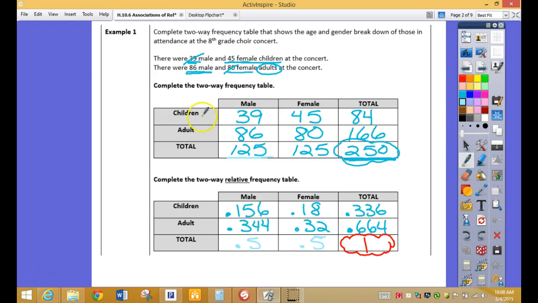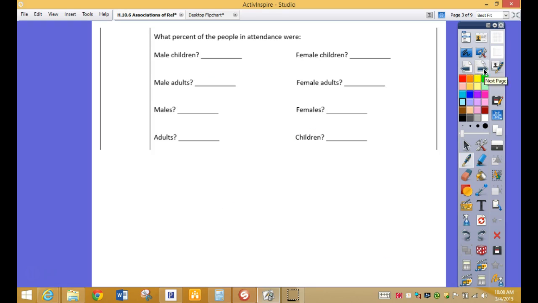So, looking at your relative frequency table, what percent are male children? Looking back here, children male, what percent, oops, wrong table, the relative frequency table. What percent are male children? 15.6%. Yep, move it to the right twice. We have 15.6%. Make sure you put your percent sign because we're talking percentages now.